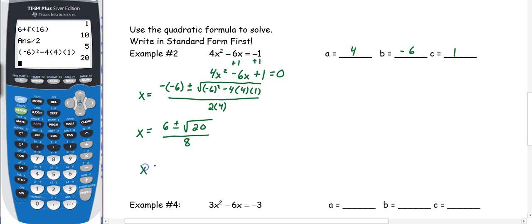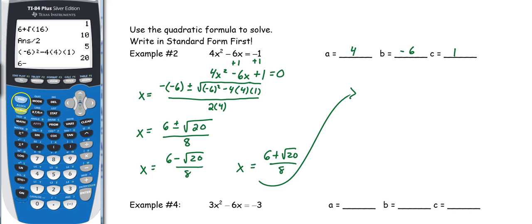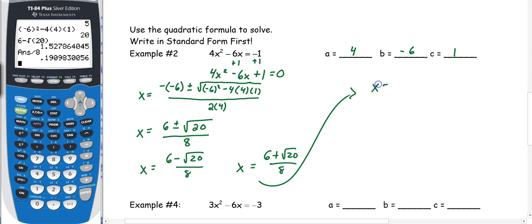So x is equal to 6 minus the square root of 20 divided by 8, and x is equal to 6 plus the square root of 20 over 8. So we're going to put those into our calculator. So in the first one, we get 6 minus the square root of 20, and divide that by the denominator, which is 8 in this case. And we get x equals 0.19.